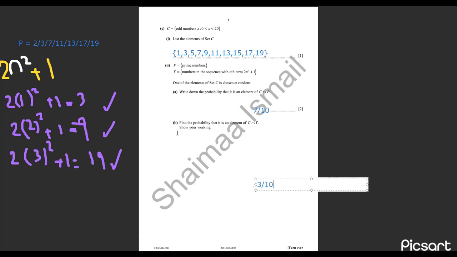Before I leave any page, just make sure that you solve all the questions inside this page, at least with your eyes.